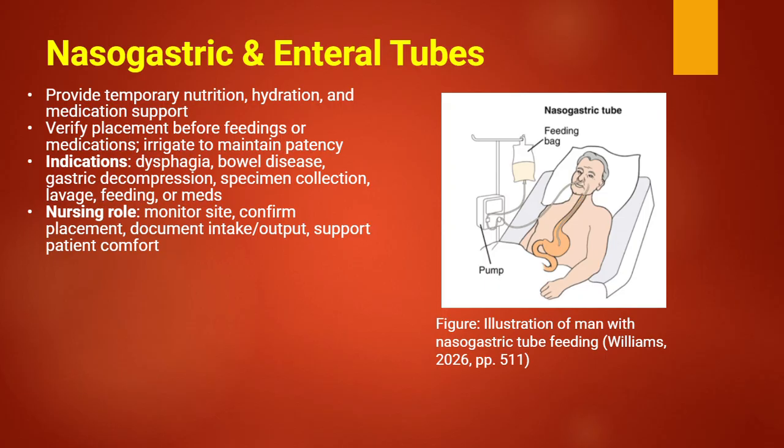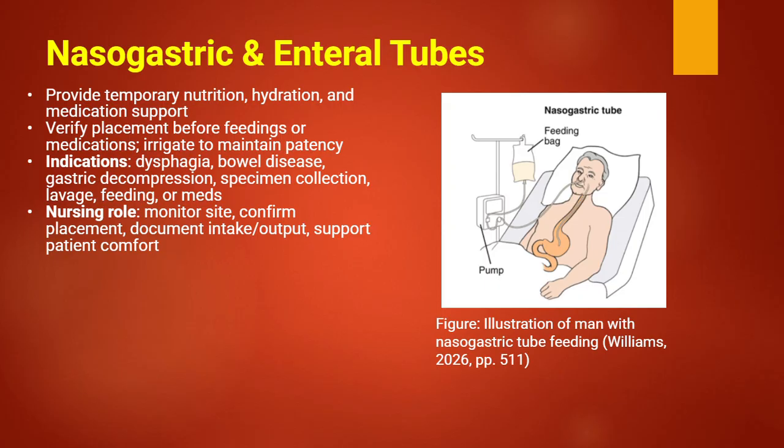Nasogastric and enteral tubes are essential tools in patient care because they provide nutritional support, hydration, and medication delivery when patients cannot safely or adequately take food by mouth. These tubes are usually considered a temporary measure, but for some patients they are critical lifelines. As nurses, it is vital to treat these tubes with care and respect, because without them, patients may not be able to receive the nutrition they need for survival and healing.